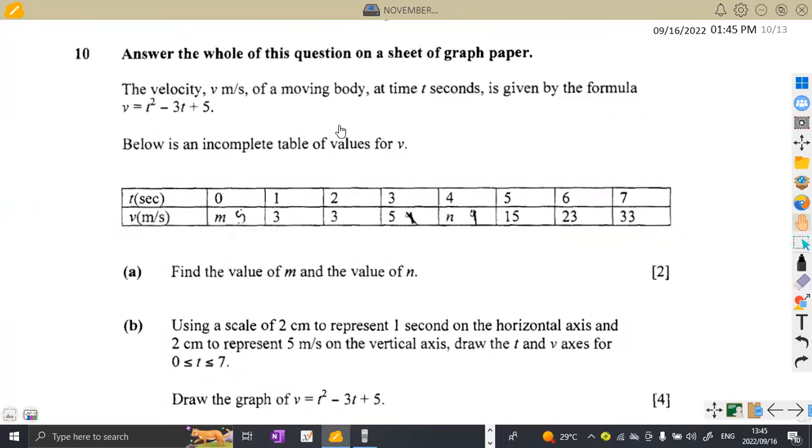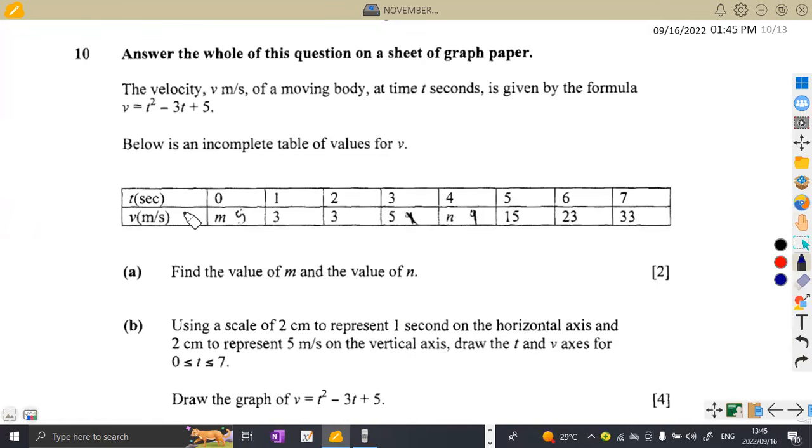On question 10, this is a velocity time graph because we're given here velocity in terms of time. The answer to this question on a sheet of graph paper, the velocity v meters per second of a moving body at time t seconds is given by the formula v is equal to t squared minus 3t plus 5. Below is an incomplete table of values of v. As you can see here, it's a scanned paper, so someone was trying, so you see the answers m is 5, n is 9. But how did we get these answers?